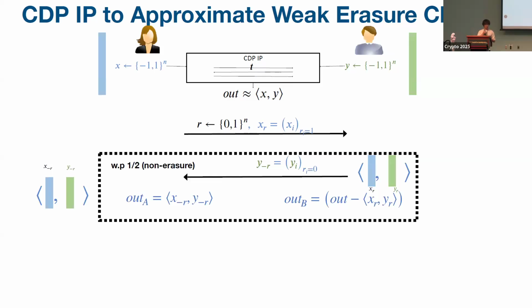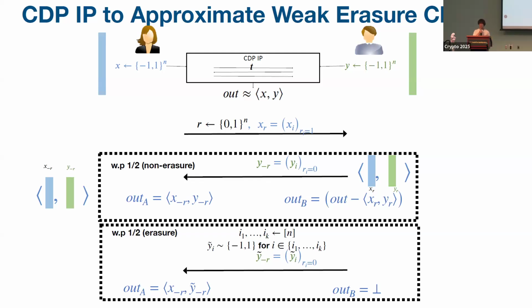In the non-erasure case, Bob computes out minus the inner product of X_R and Y_R, and delivers Y_{-R} to Alice. Here, Y_{-R} is the remaining vector in Y. And Alice computes the inner product of X_{-R} and Y_{-R}.